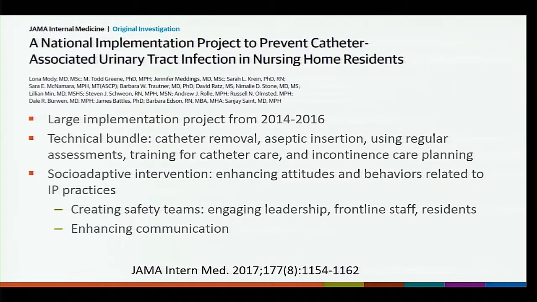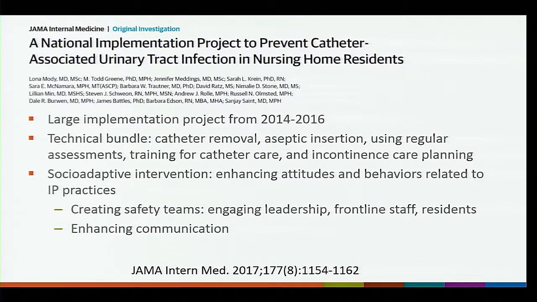So this was a pretty recent study, just came out in 2017, and a pretty large study. And Namali was actually involved in this, so you can comment, please, if needed. This was a large implementation project over the course of 2 years. It was funded by AHRQ, and it was an implementation project to prevent catheter-associated urinary tract infections in nursing home residents.